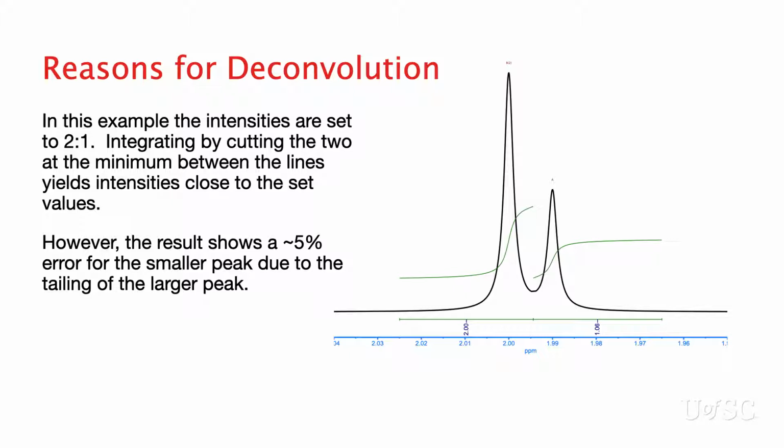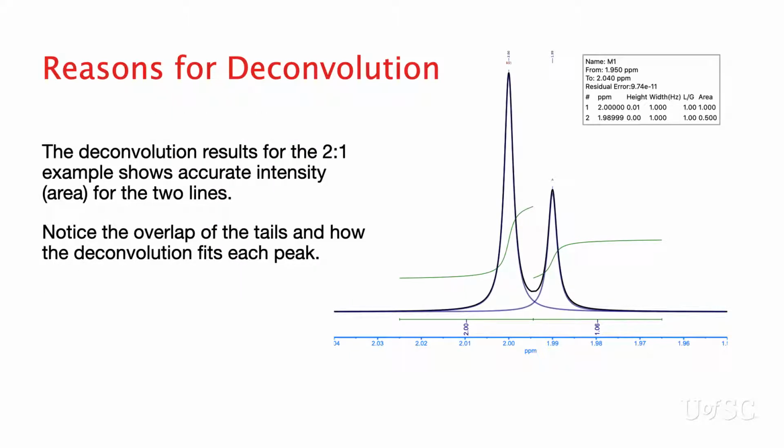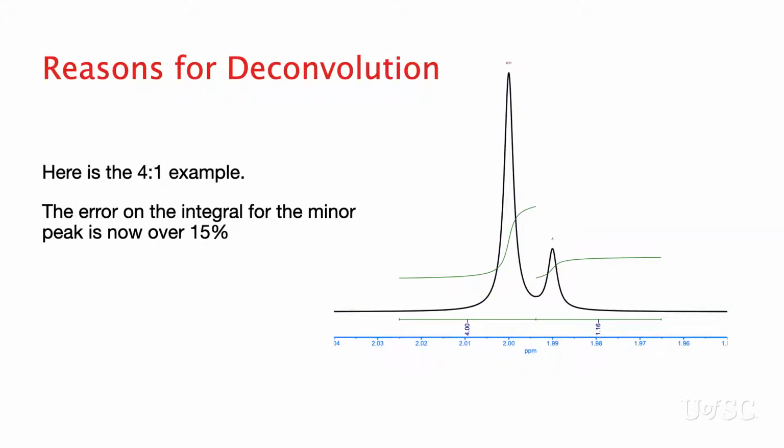However, you can also consider the error to include the loss of intensity of the major peak since we cannot fully integrate its intensity. The deconvolution results yield the accurate relative peak areas. The calculated traces extend into the region of the adjacent peak and include the full peak intensity. The next case is a 4:1 intensity ratio, and the integration is introducing much more error.